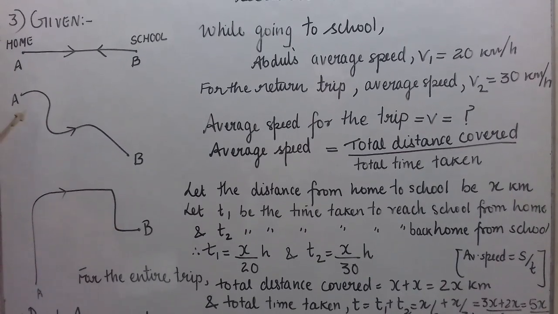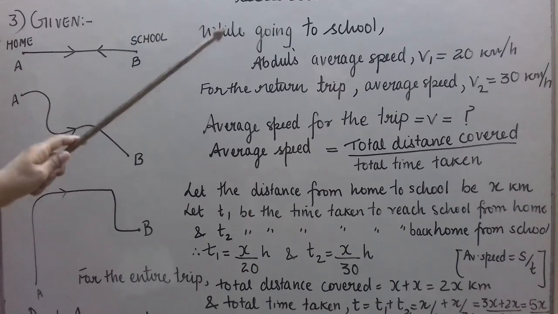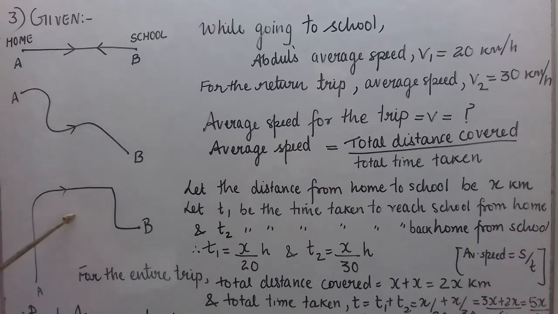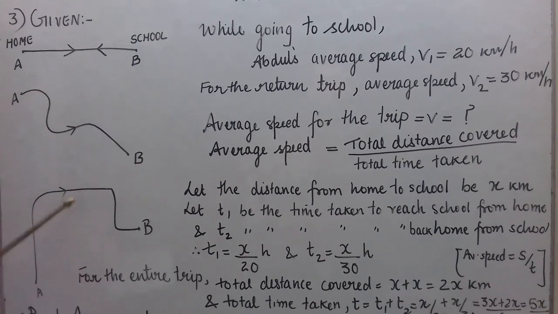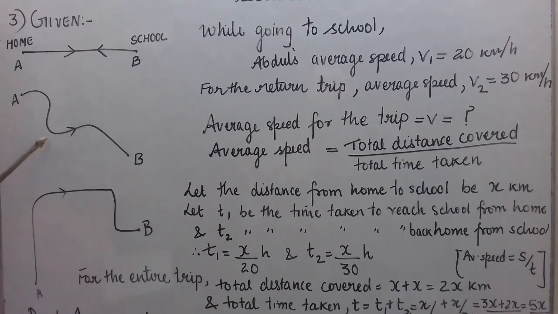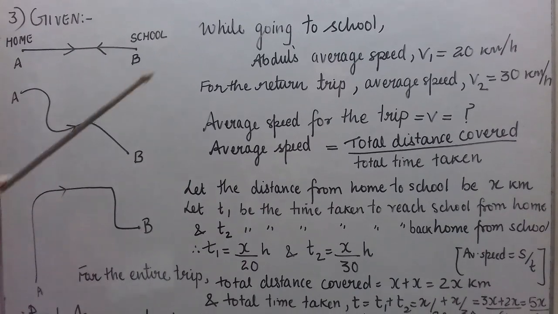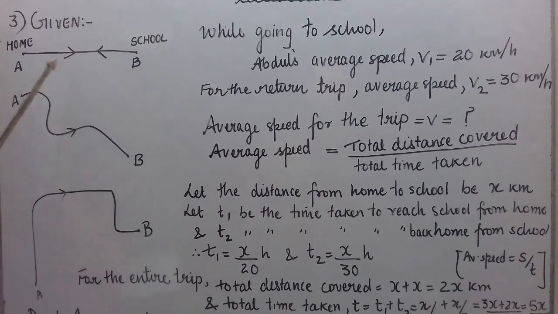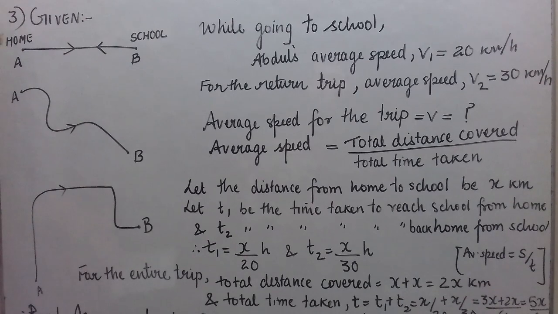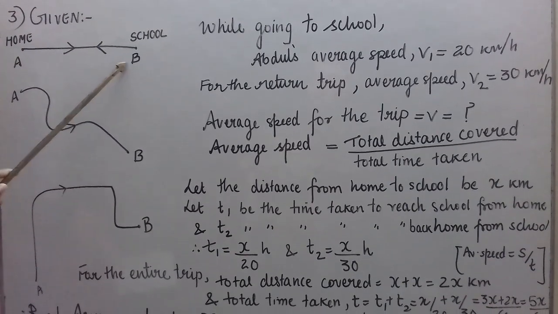Now, while going to school, I hope you have understood why I have drawn this. You will not draw this. This is just to make you understand that the path can be straight, it can be curved, it can be any way. Hope you have understood that. Let us assume this diagram. Now, this is A, Abdul's home, and B, the school.